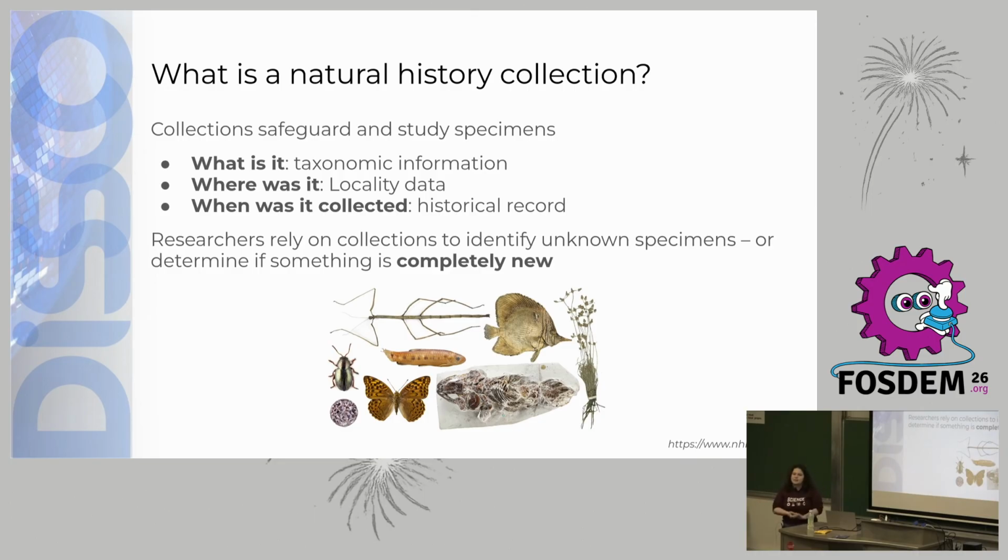A specimen will have important information like what is it, so the taxonomy, where was it found, so locality data, who collected it, and when it was collected, so you get that historical record. Researchers in biodiversity will rely on these kinds of collections to identify organisms or specimens that they found. And so these kinds of collections, they allow them to determine what it is or if it's something entirely new.